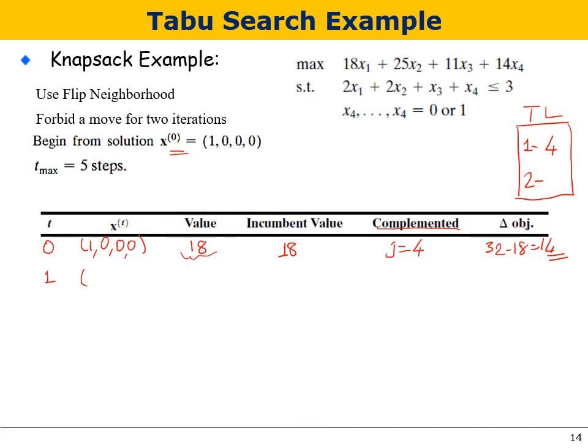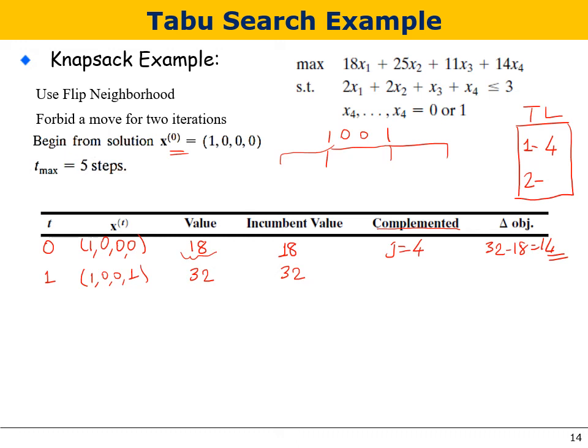And in this next step, since we flipped the fourth variable, we move to this solution. And the objective function value of this solution is 32. And since this is the best solution we identified until now, we update the incumbent value. It is 32. Now we are with this solution 1, 0, 0, 1. I need to consider its neighbors to select the next one.